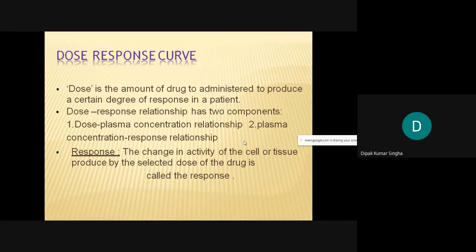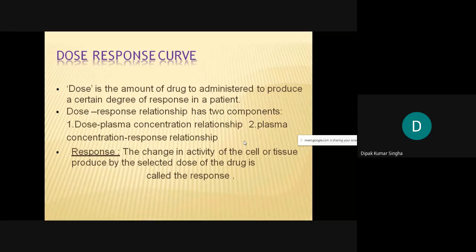So you can read how the drug dose is defined and understand it. Dose is the amount of the drug administered to produce a certain degree of response in a patient. This is called the dose. Dose means a particular definite drug, and different drugs have different doses. After that they produce a certain degree of response, otherwise it will not be a dose. And the dose response relationship has two components.